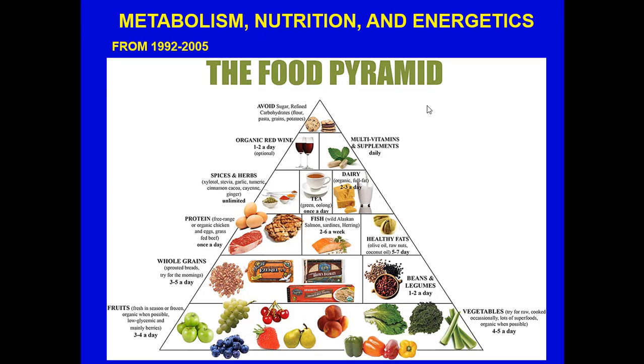Well, simple. At the top of the pyramid, we were told to avoid lots of sugar, refined carbohydrates, so flour, pasta, grains, potatoes, really a lot of stuff like sugar, salt, and fats, saturated fats. Now, this is a modified version of the food pyramid, but there are very basic ones there.